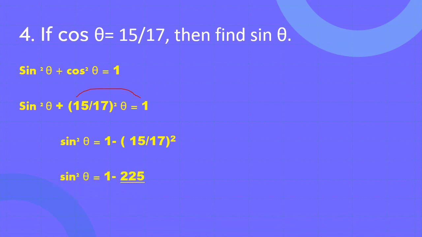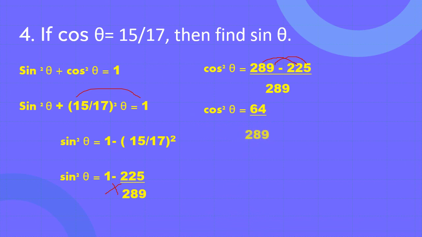So sine square theta is 1 minus 15 square is 225, 17 square is 289. Now again I'm going to cross multiply. 1 and 289 will be 289, and 225 into 1 will be 225, and the denominator will remain the same. Now in the next step I'll subtract this. So 9 minus 5 will give you 4. 8 minus 2 will give you 6. So answer will be 64 upon 289.